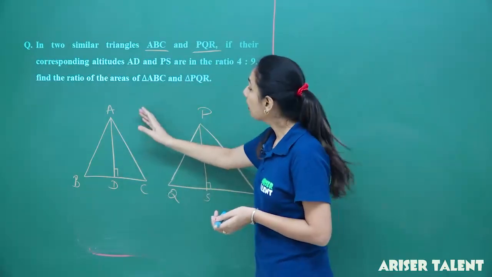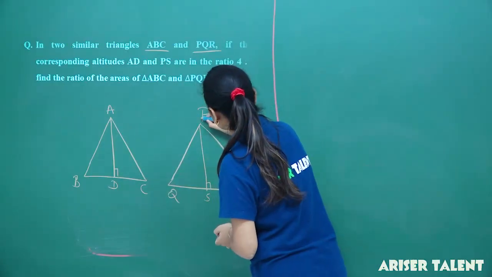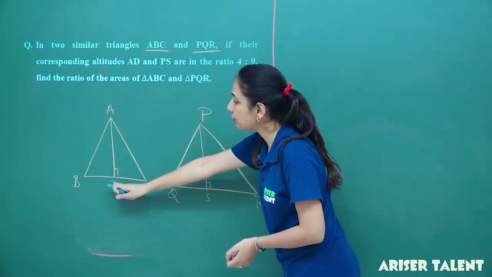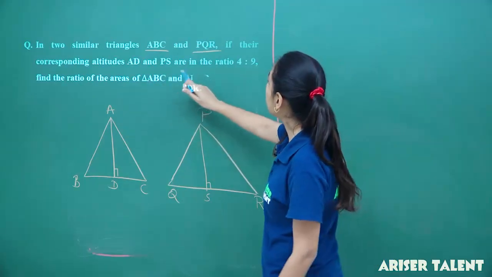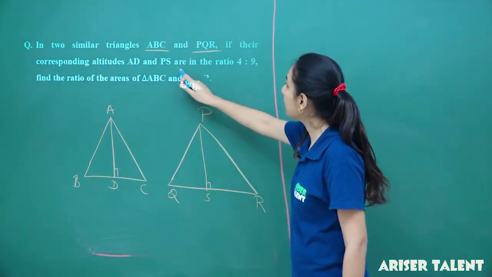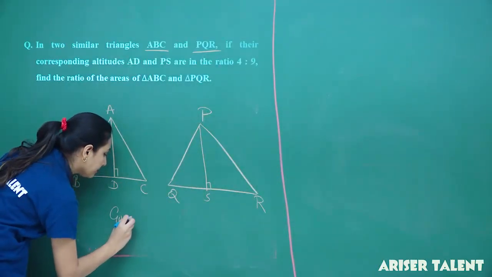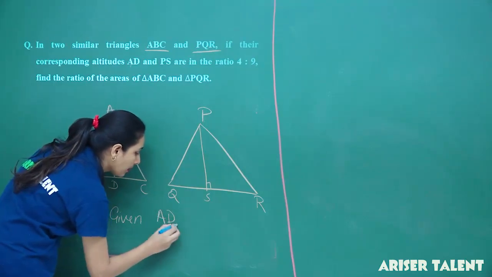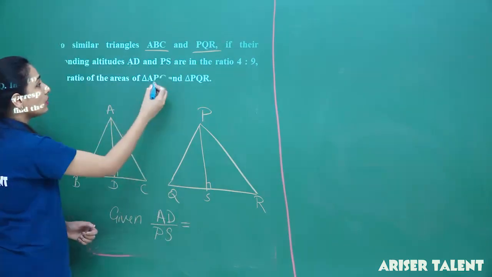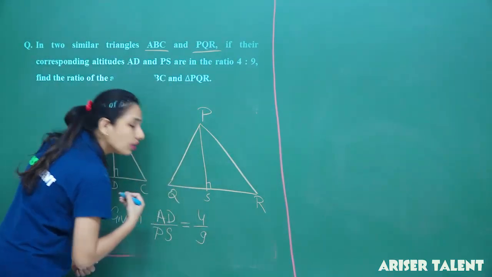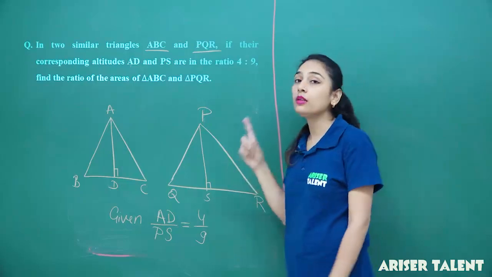So now see again, we are having this triangle ABC and this triangle PQR. Both triangles are similar to each other, and we are having this altitude AD to BC and this altitude PS to QR. Now it's given that AD and PS are in the ratio 4/9. So we are given that AD by PS, the ratio of the two altitudes, equals 4/9. Right, students? Now we have to find the ratio of the areas of triangle ABC and triangle PQR.